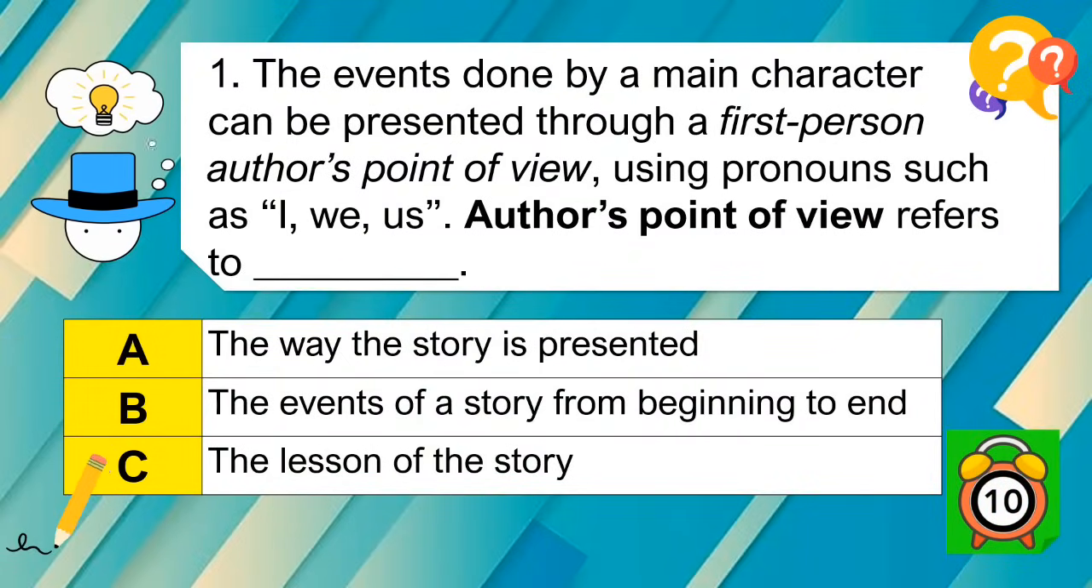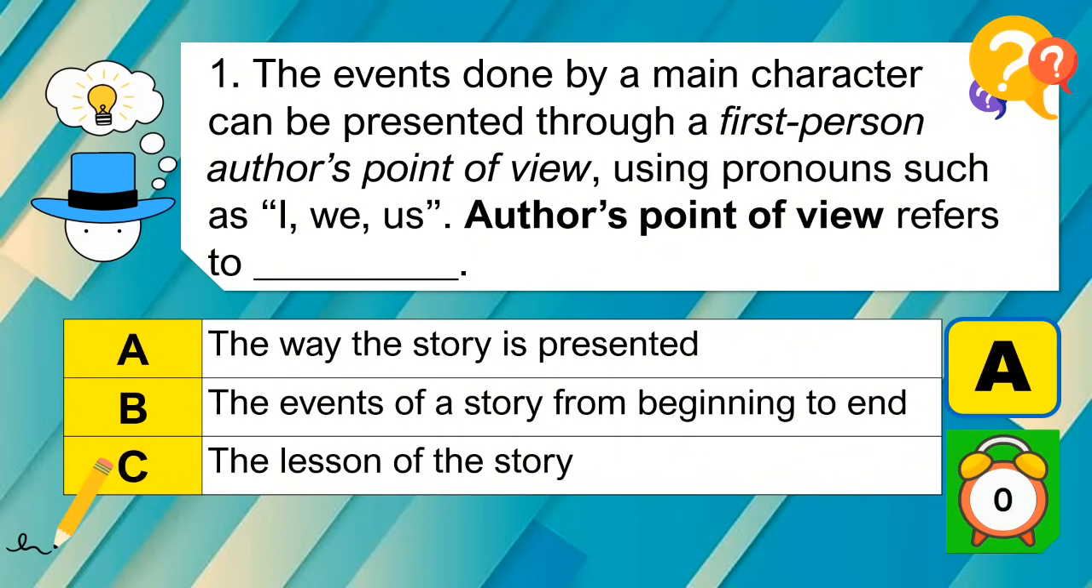Let's begin with number 1. The events done by a main character can be presented through a first-person author's point of view, using pronouns such as I, we, us. Author's point of view refers to blank. The correct answer is letter A. Author's point of view refers to the way the story is presented.